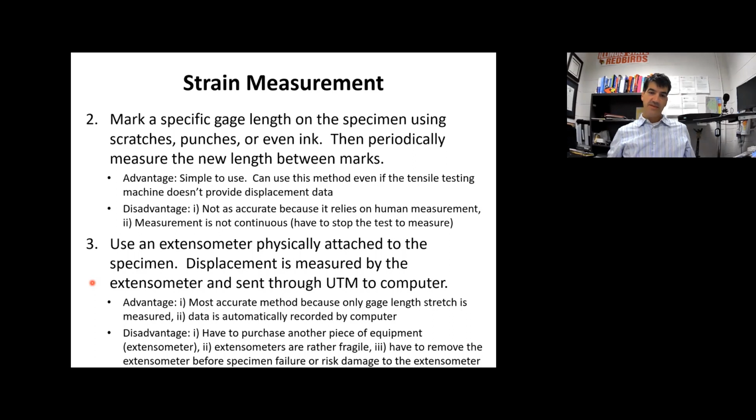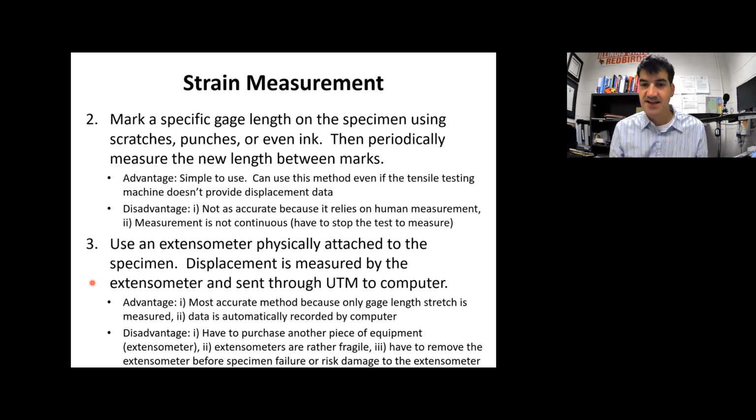But the downsides here, well, you got to purchase another piece of equipment. All of this stuff, all these attachments for that machine are really expensive. I don't remember how expensive this one is in particular, but I'd be willing to bet it's well over $1,000 just for this extensometer and the clips that come with it.